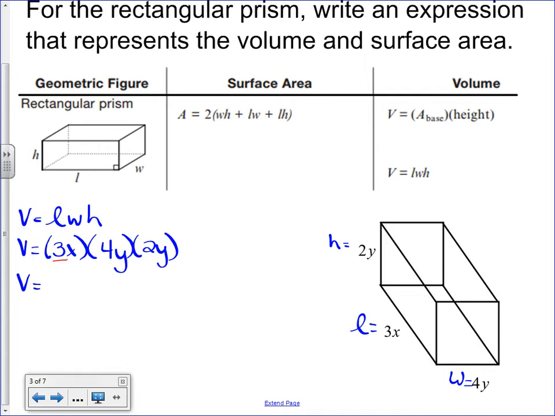Good. So, okay, hang on. Okay, so we take all the coefficients. 3 times 4 times 2. Doesn't matter what the variables are. If you're multiplying, that kind of goes away. Only when you're adding and subtracting do like terms count. So we do 3 times 4 times 2, which gives me 24.